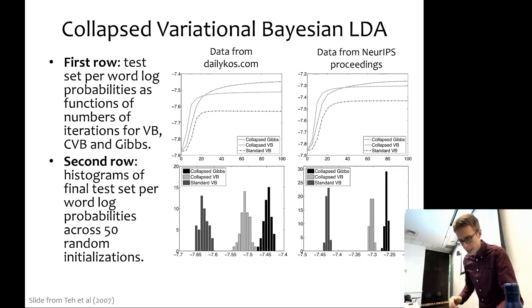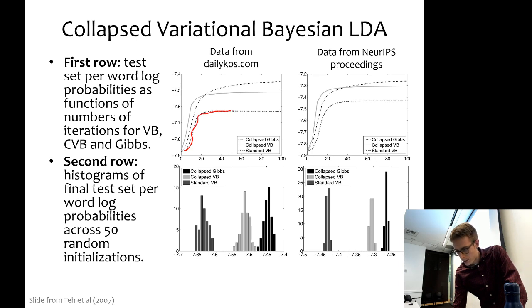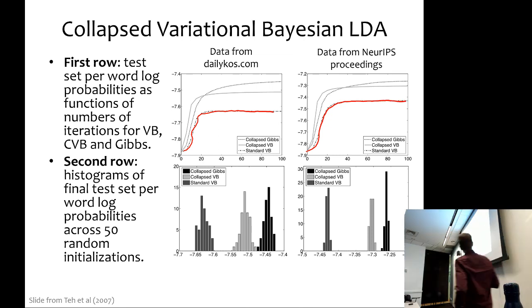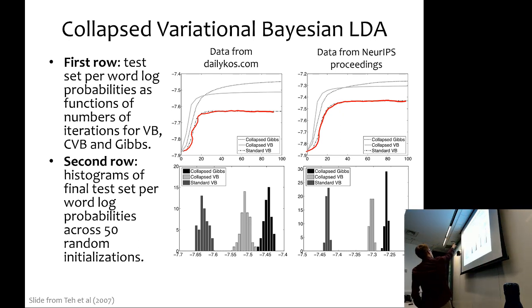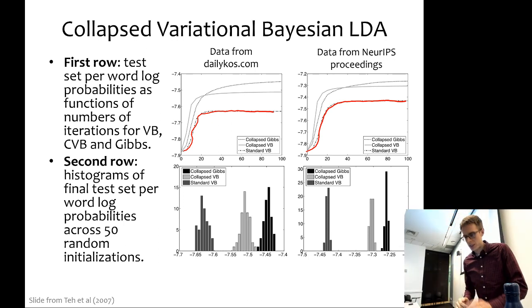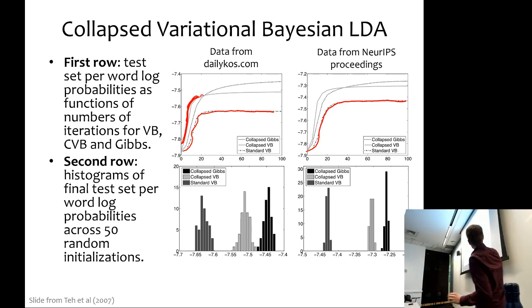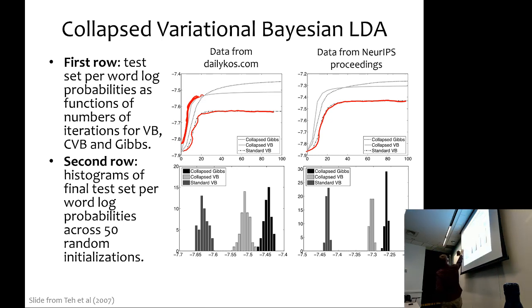What you can see here is that standard variational Bayes is at the very bottom. Standard variational Bayes is underperforming both of the other two. Then there's this comparison of collapsed variational Bayes and collapsed Gibbs, and what we find is kind of interesting. Collapsed variational Bayes is the solid line, and in both cases, the solid line is initially doing better than the Gibbs sampler as a function of the number of iterations in terms of the log probability of the data. But then, as you get enough iterations, the Gibbs sampler outperforms the collapsed variational Bayes in terms of the log likelihood of the data.